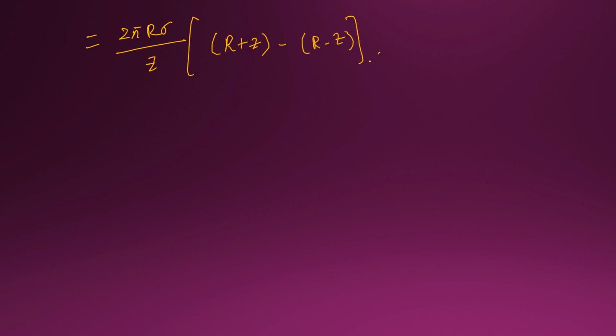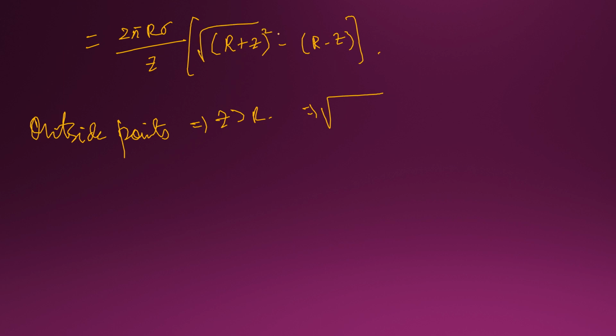Let's keep it this way. But the thing is why? Because we must be really careful to take the positive root or negative root. For outside points, z is greater than r. So the square root of (r minus z) whole square should be z minus r, because z is greater than r. So I can put it here.